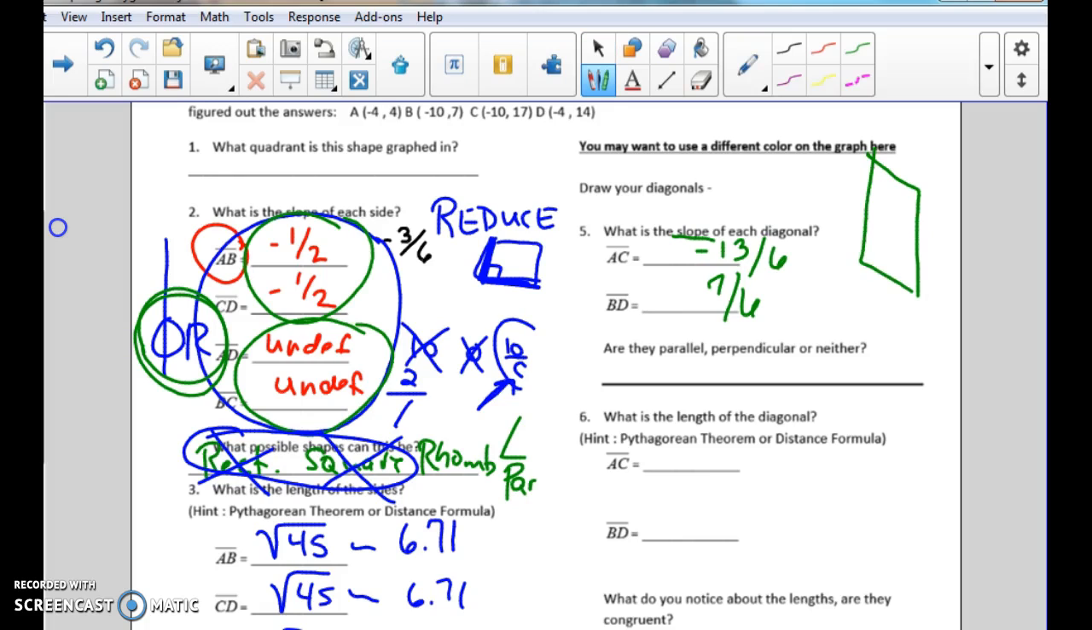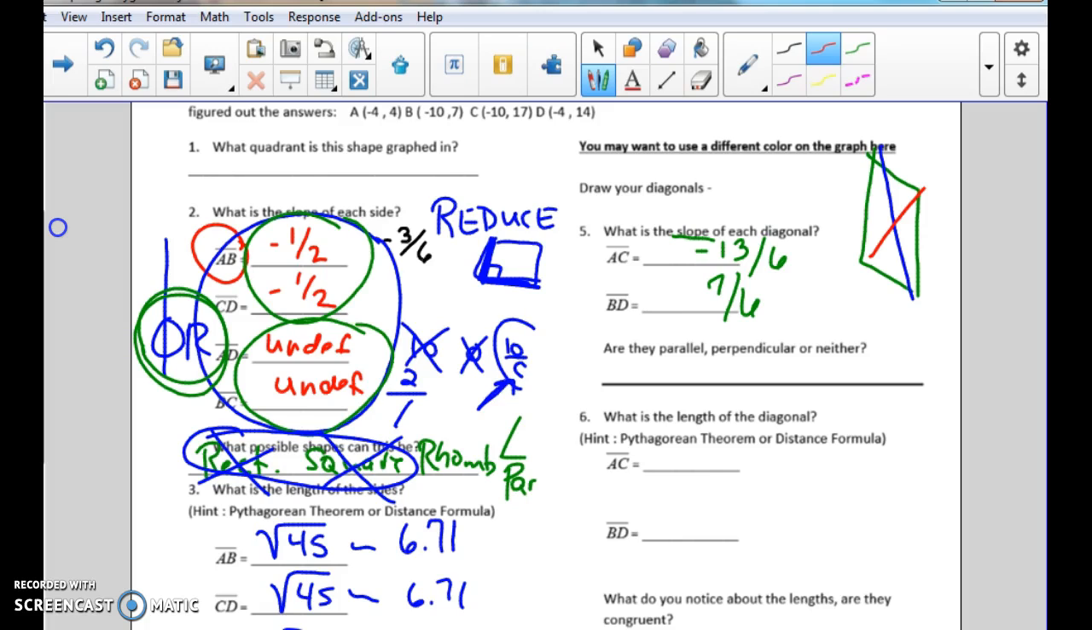Let me ask a question. If this is one of my diagonals, and this is my other diagonal, do I want them to be the same? Do I want the slopes to be the same? Because if I have the same slope, what do you know about those lines? They would be parallel. Are those lines parallel? No. Good. This question is being asked because I want to know on what shapes should a diagonal ever be parallel? No. I never want my slopes to be parallel.